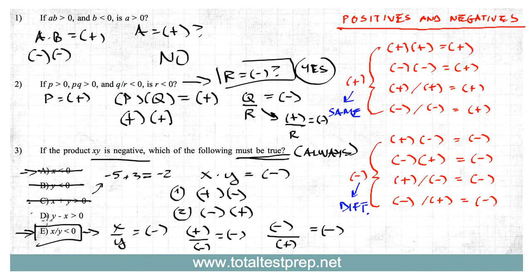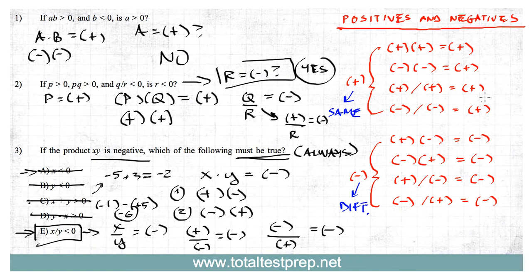And similarly, for D, I can pick, for example, y could be -1, and x could be +5 this time. So we have -1 minus +5, which gives us -6. So it's not the case that y minus x is positive, because it's not always the case. We can get rid of that.